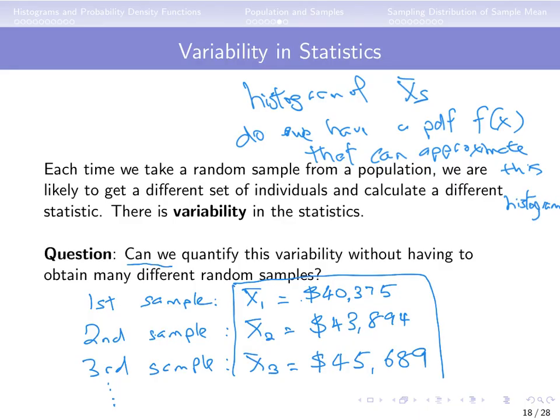So the question is, can we quantify this variability without having to obtain many different random samples? If you think about this exercise over here, it's a bit tedious to keep getting many different random samples of size 500. So is there statistical theory that will allow us to describe the variability and the distribution of the sample means without having the need to collect all these different random samples? And obviously the answer is yes.